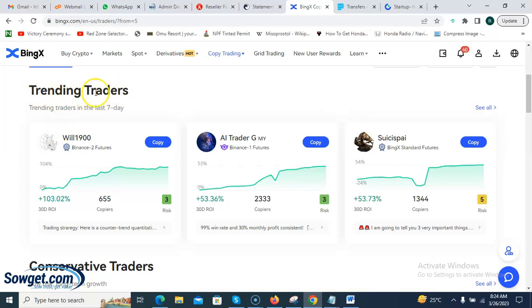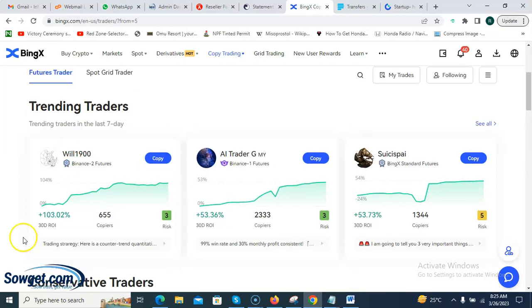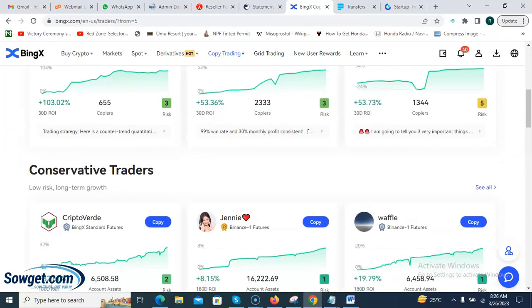This trending trader simply means traders whose performance has been eye-catching for a particular period of time. So they are just trending for that particular period. So I'm going to show you how you can search for the various important factors to consider before taking a trader. But let me just come down again to the next table here.